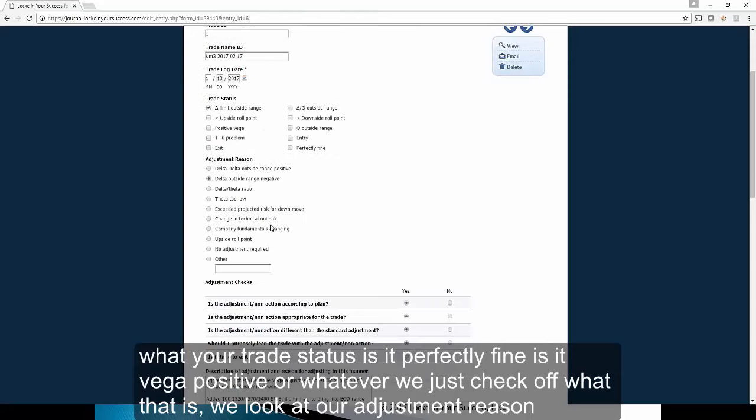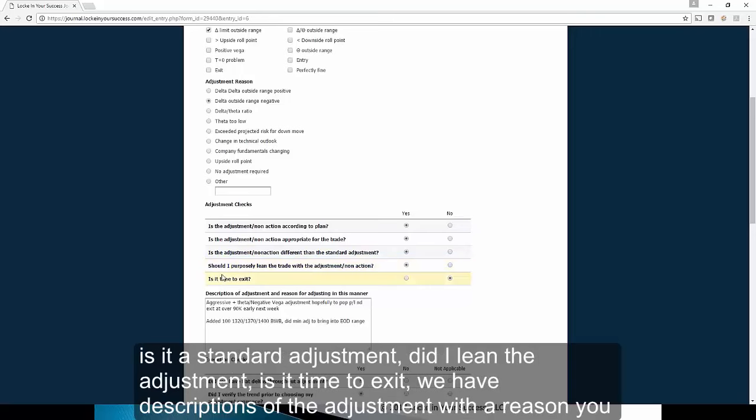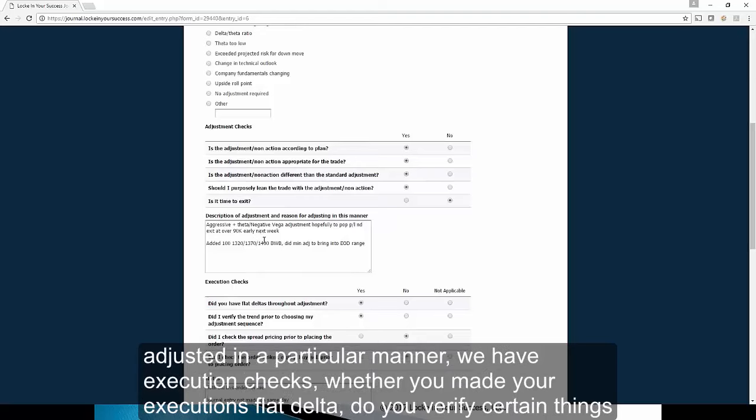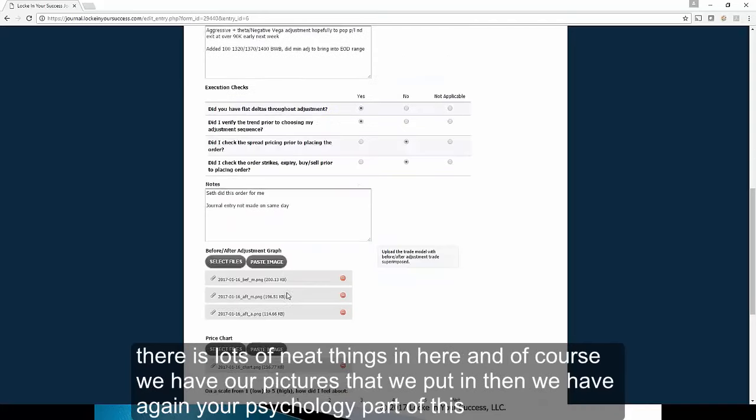We look at our adjustment reason, and then we ask: is the adjustment according to plan? Is the adjustment appropriate? Is it a standard adjustment? Did I lean the adjustment? Is it time to exit? We have descriptions of the adjustment or the reason you adjusted in a particular manner. We have execution checks, whether you made your executions flat delta, and whether you verify certain things. There's lots of neat things in here.